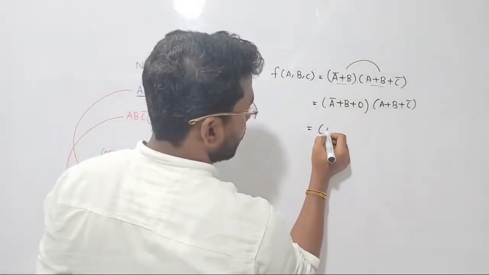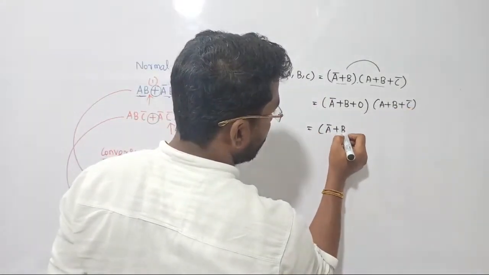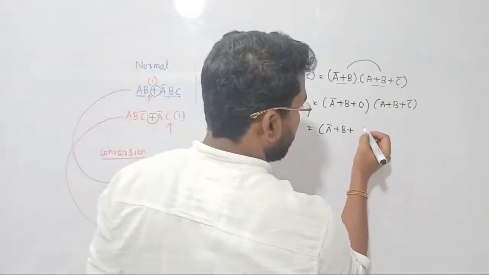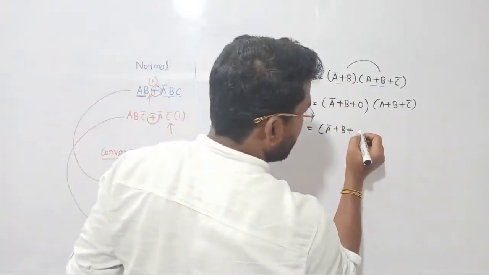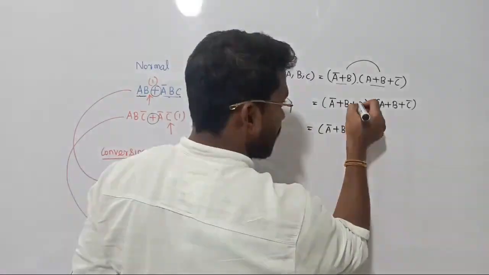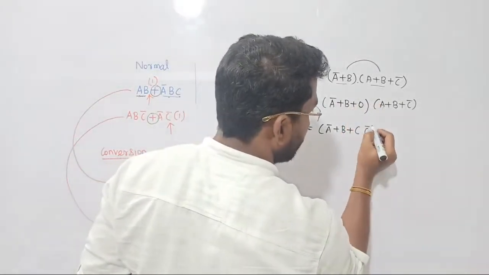Let us extend our discussion. A bar plus b plus 0 can be replaced by, which is the missing term here? Actually a is available, b is available. The missing term is c. So instead of that 0, let me write c dot c bar.